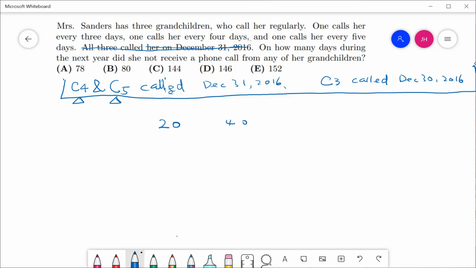And 40 and 60. And how about the first grandchild? The first grandchild calls her every 3 days, but it's not aligned. So we need to first add 2 days, right? And then this grandchild will call her once. I'll use one circle here. And afterwards, this grandchild will call every 3 days regularly, right? So it'll be plus 5, plus 8, and so on and so forth.